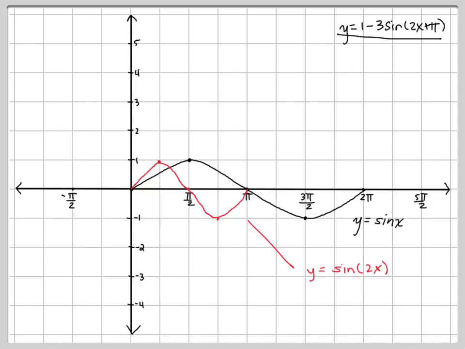So now we need to incorporate our phase shift. The phase shift was negative pi over 2, and so that's how much we are going to shift the graph over. So we're going to shift this over negative pi over 2. So now it's going to start here. We're going to shift pi over 2 to the left. Okay, so now we're going to be here, here, here, here, and here. So that's our new graph. We've shifted it pi over 2 to the left.